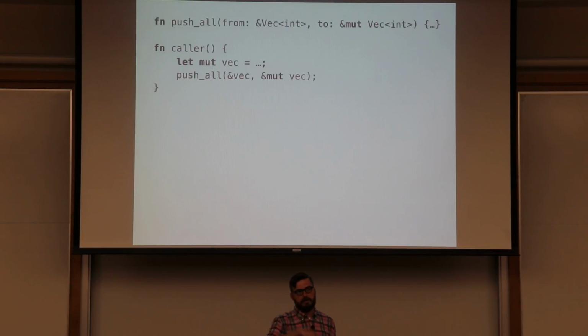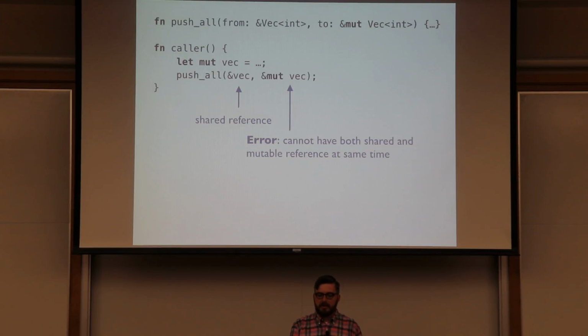So we have to go to the call site to see the answer. So here we have some function that is going to call push all. It has owned access to a vector in whatever way, and it's trying to take a shared reference and a mutable reference to that vector at the same time and pass it to push all. All right, so we have this first shared reference, but the compiler will give us an error on the mutable reference, basically saying you can't lend out the vector in both ways at the same time. And that's what it means for mutable references to not allow aliasing.